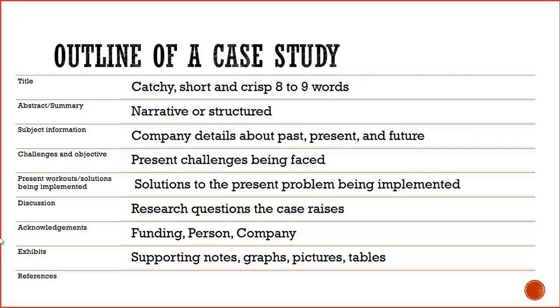After the abstract, there is the introduction. In the introduction, many people write the dilemma and the past and present situation of the company. It's up to you whether you make a new topic for it or write it in the introduction itself. Then challenges and objectives: what this company is really facing, what the situation is, and what solution they have gone with. They might have gone with some solution that did not work out. That you have to put here.